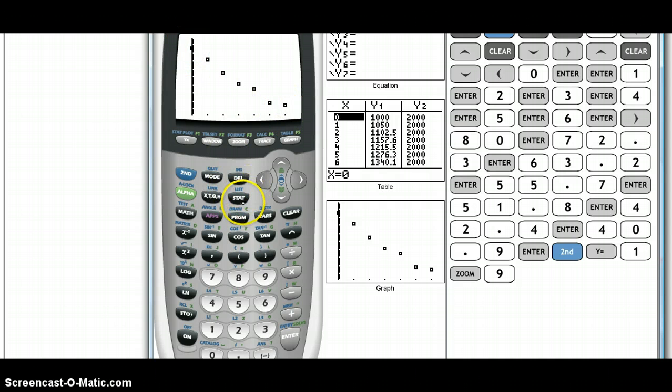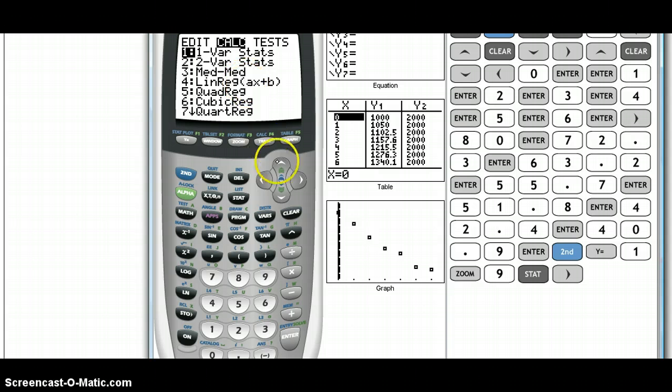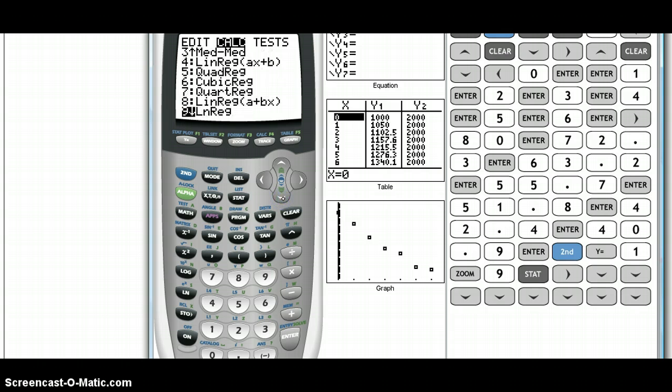To find the best fitting exponential curve, we're going to go into Stat, over to Calc. I gave you in the notes that it was next to button 0, but if we scroll down, or actually if we scrolled up, we would have got there quicker. Next to button 0, it says exponential regression. We can highlight next to it and push enter, or we could have just hit 0 from the start to pick that.